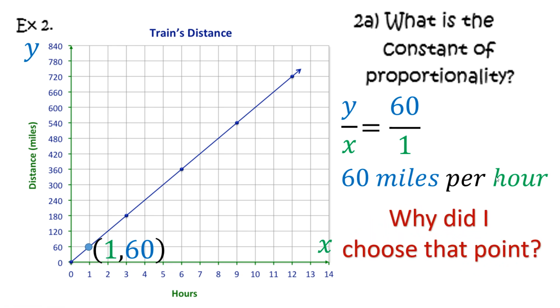And you could think about, why did I choose that point instead of any of these other points? The main reason is I don't have to simplify because it's already a 1. So therefore, it's the quickest one to use.